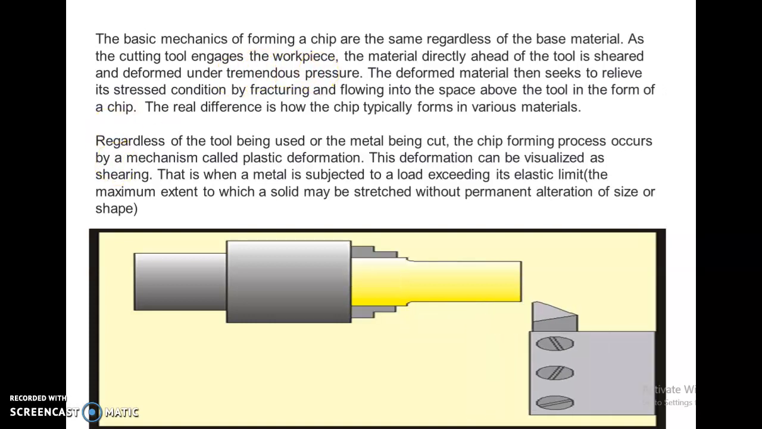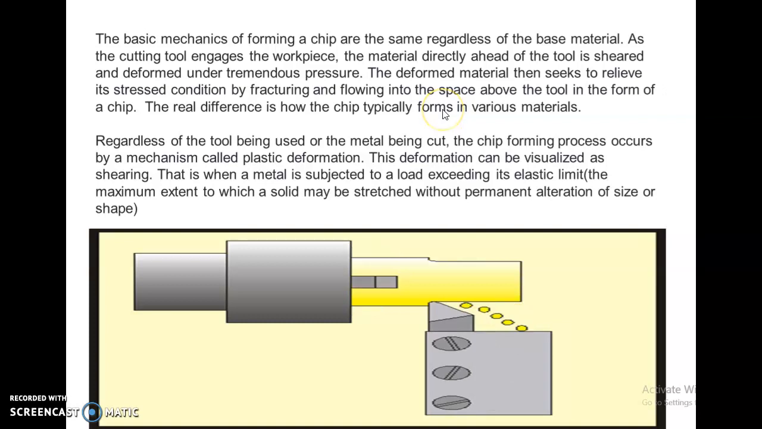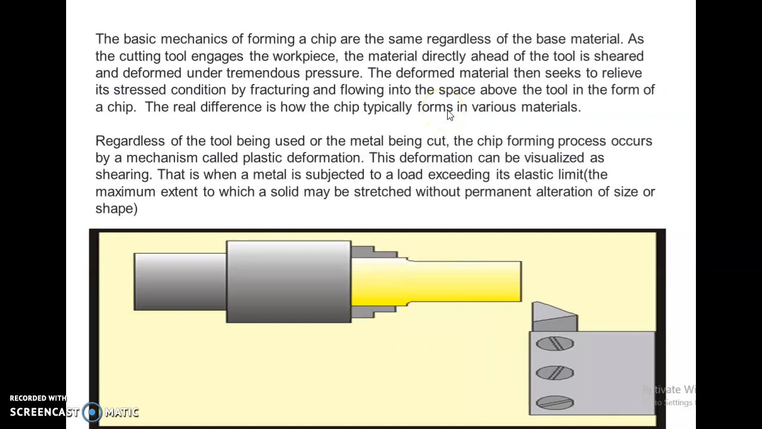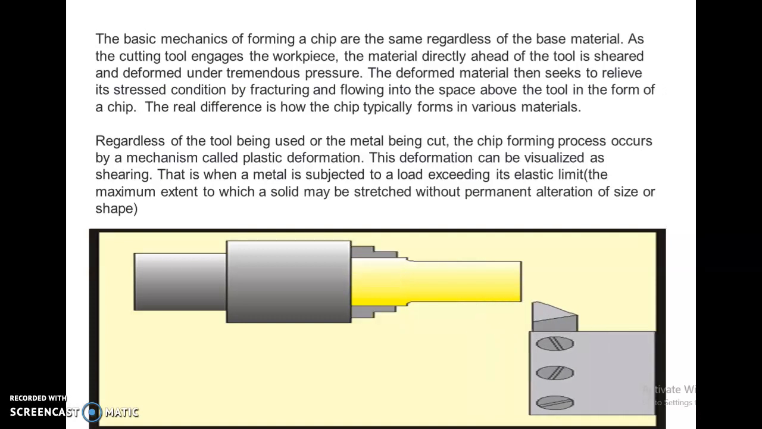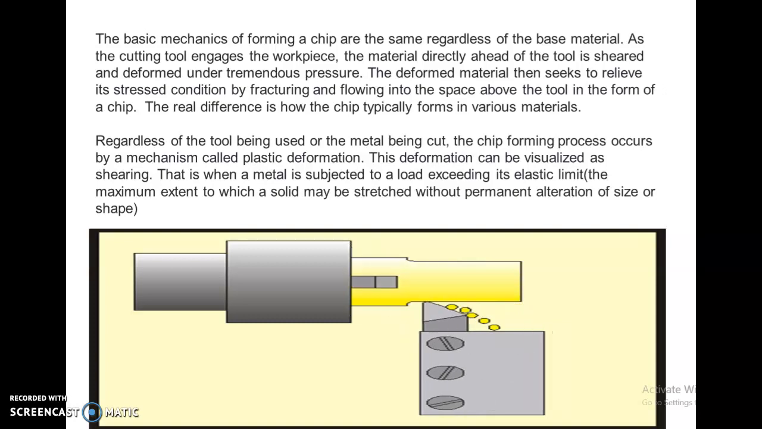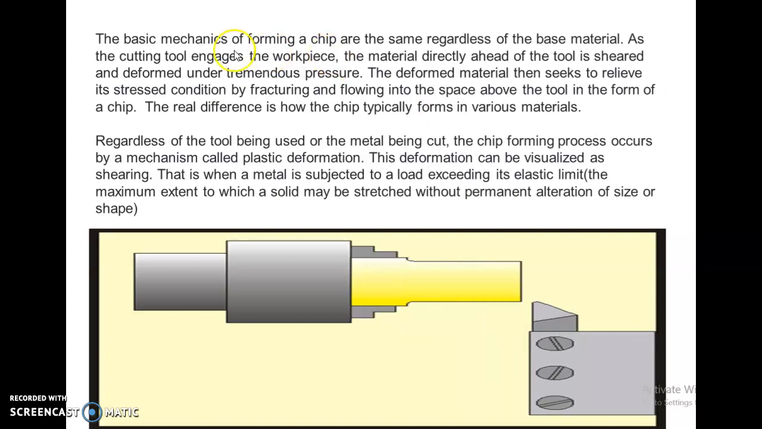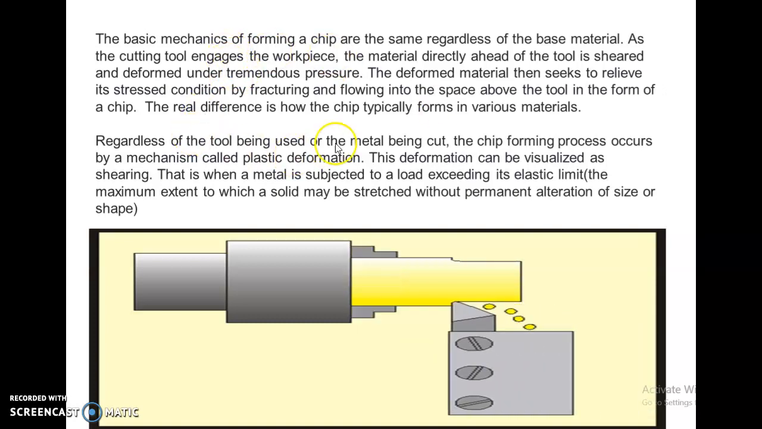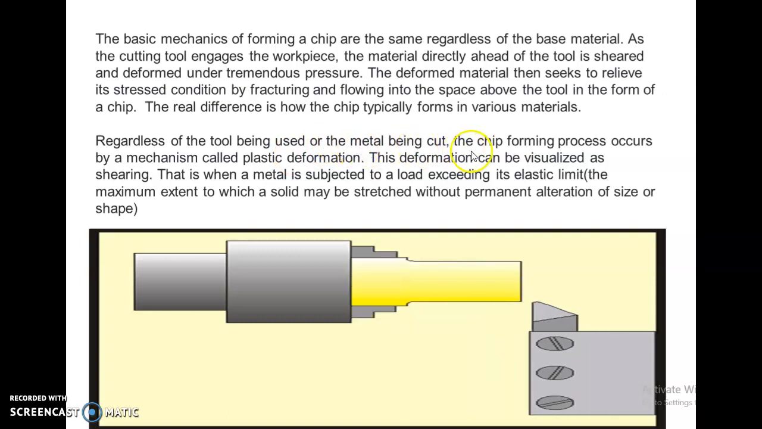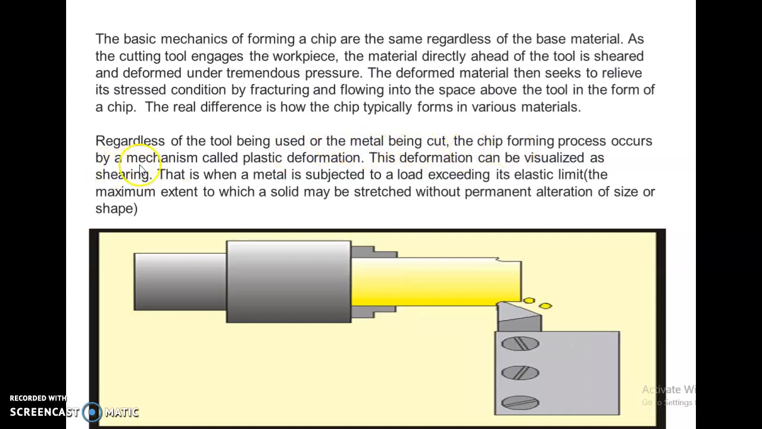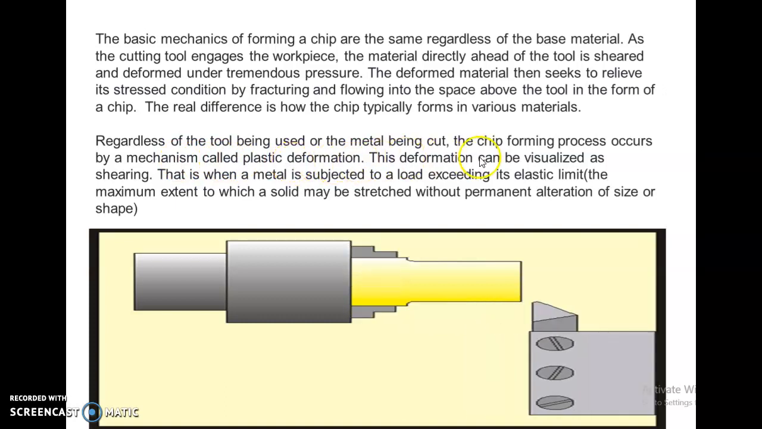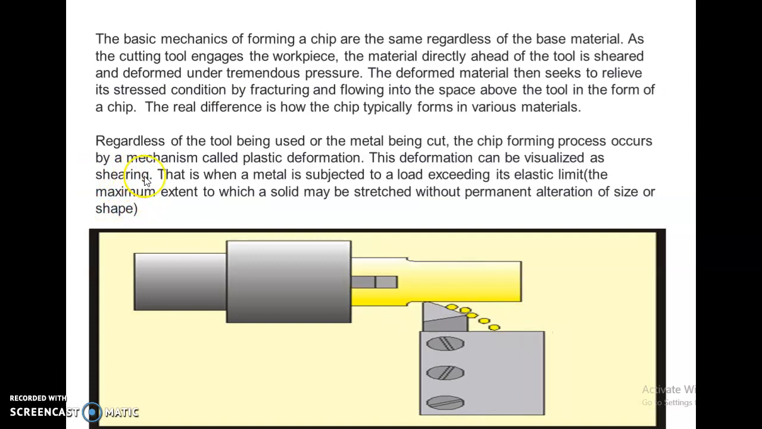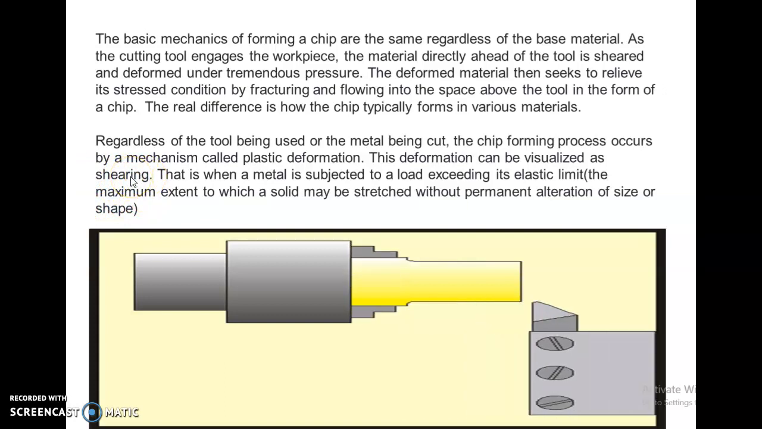The real difference is how the chip typically forms in various materials. So based on whether it is a ductile material or brittle material, the chip will be formed. That is called continuous or discontinuous. We will be seeing that in our future classes. Regardless of the tool being used or the material being cut, the chip forming process occurs by a mechanism called plastic deformation. The deformation can be visualized as shearing. Okay, that is the shear zone.